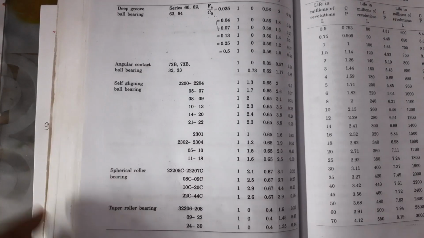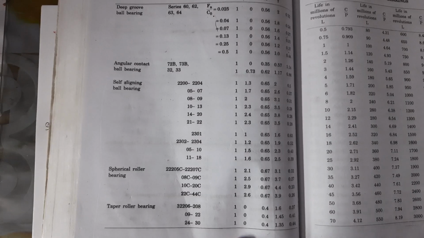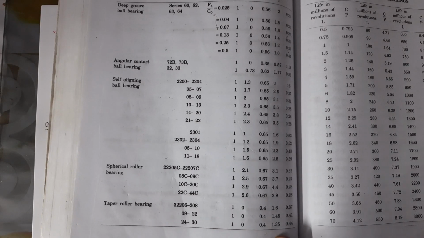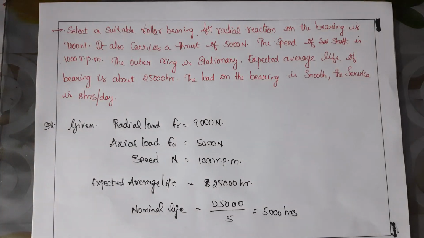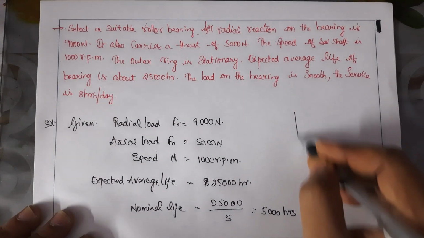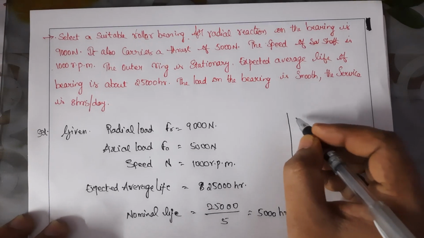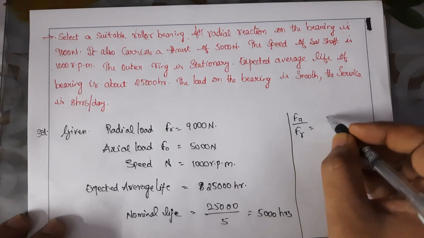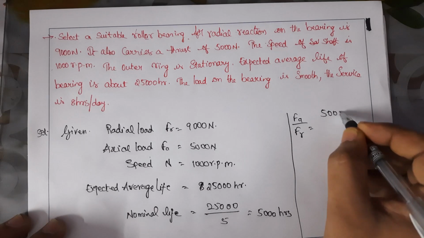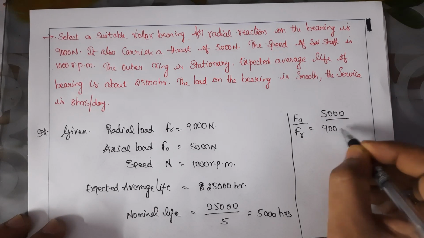So here are the taper roller bearing radial and axial load factors values on page number 20.8. So let us start the problem. The first thing that we have to do is the FA by FR value. FA by FR value, that is 5000 by 9000.